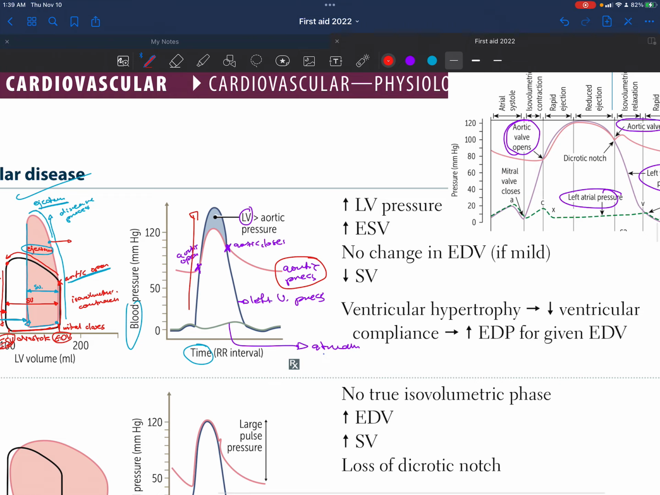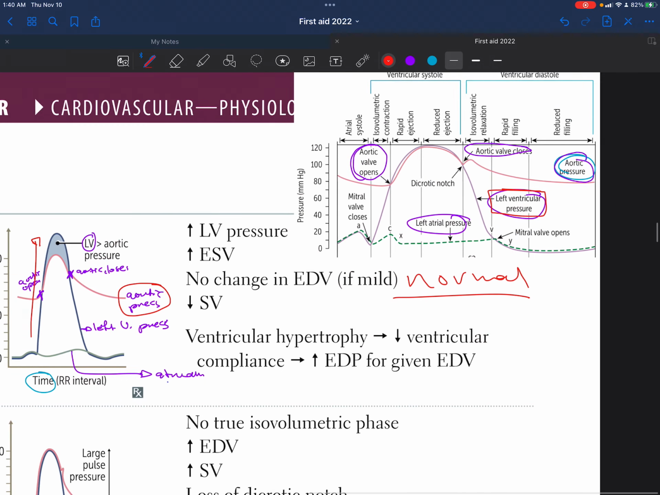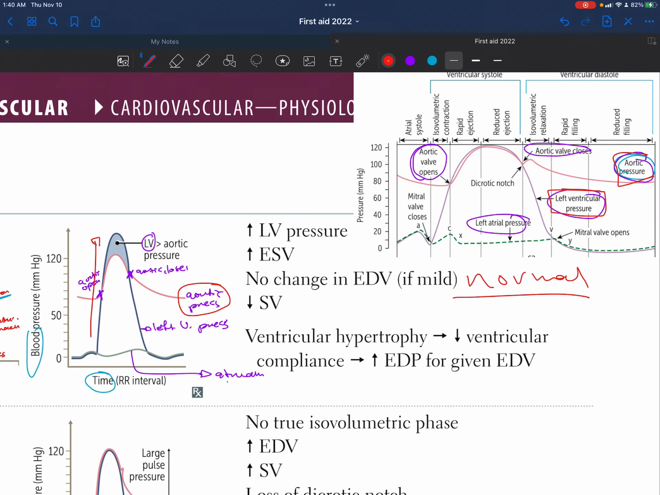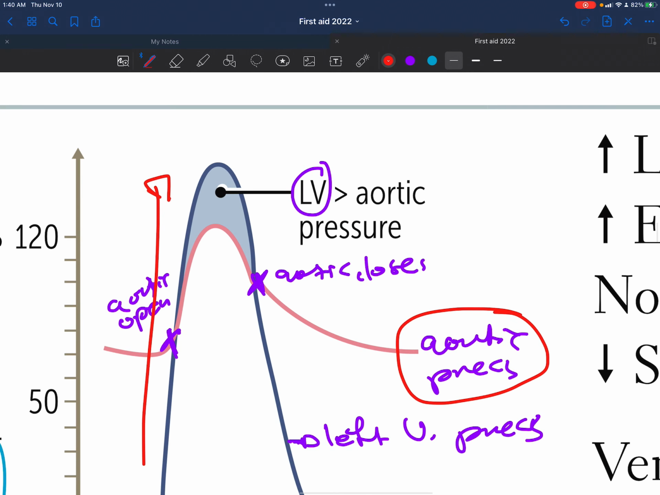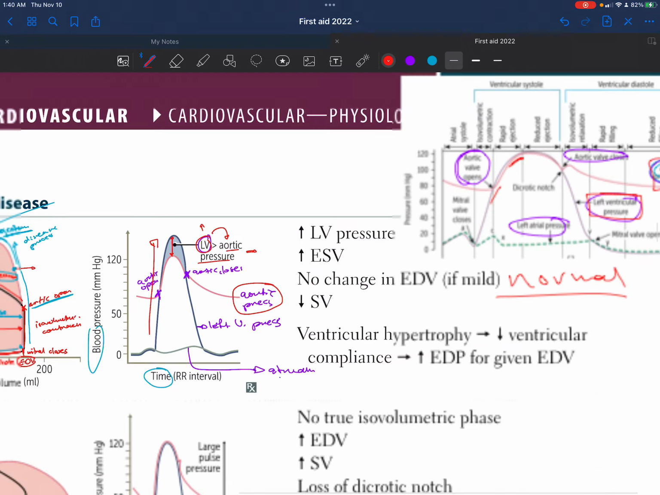In the actual graph, in the normal person, there's no huge difference in the pressure between the left ventricular pressure and the aortic pressure. There's no difference between the purple color and the pink color, but here, if you take a look, there is this difference between both of these. So that's why there is increased left ventricular pressure in order to overcome the pressure in the aorta and open the aortic valve. And so this is the graph.